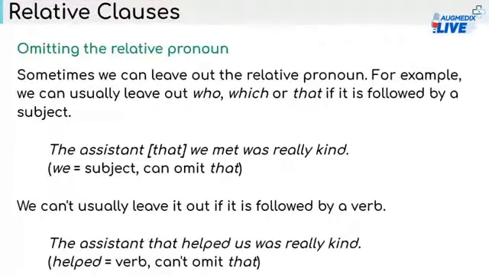Omitting the relative pronoun. Now, when not to use a relative pronoun. So far we've learned when we use relative pronouns. We use relative pronouns when we have essential pieces of information to mention in a sentence. So we bring in relative pronouns to form relative clauses to lay out essential pieces of information about the subjects in sentences, right? But when exactly do we omit a relative pronoun?